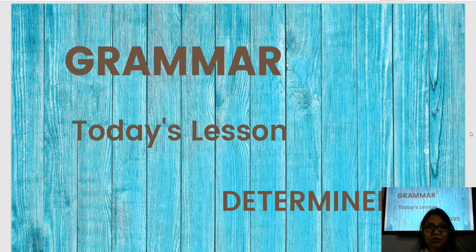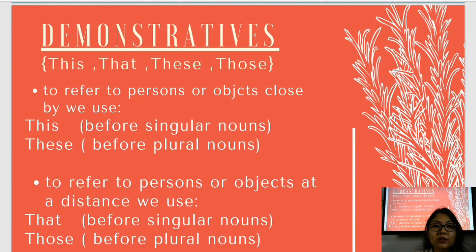After the successful completion of articles, now let us move on to the next determiner, demonstratives. So what are demonstratives? Children, the four basic demonstratives that we have are this, that, these, and those. What do they refer to? To refer to persons or objects close by, we use this before singular nouns, these before plural nouns. To refer to persons or objects at a distance, we use that before singular nouns and those before plural nouns. As simple as that.